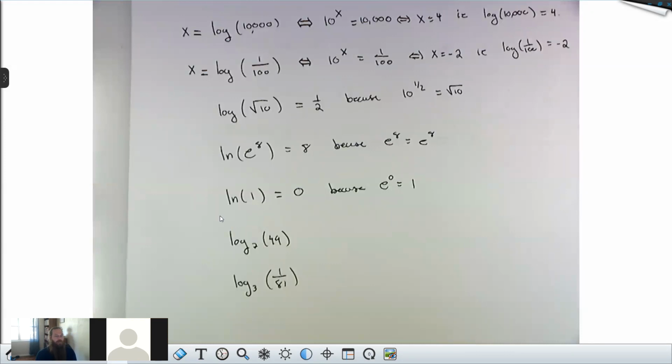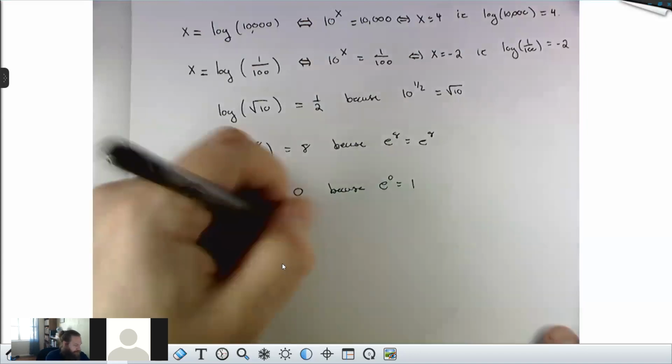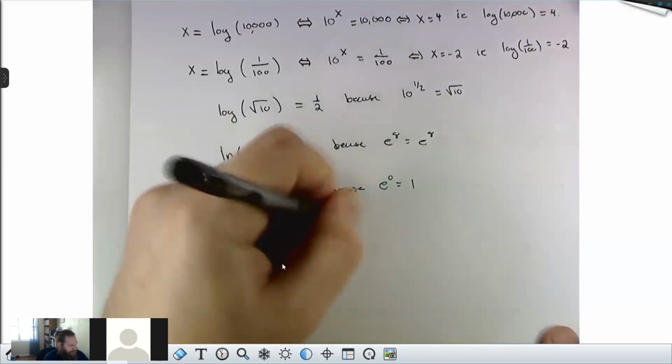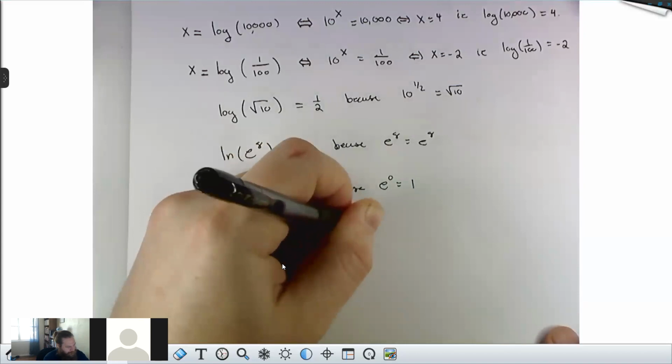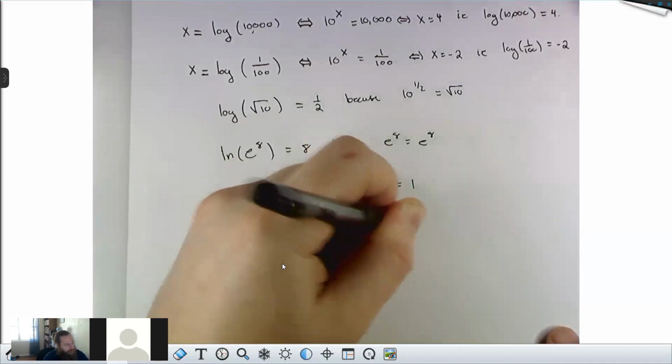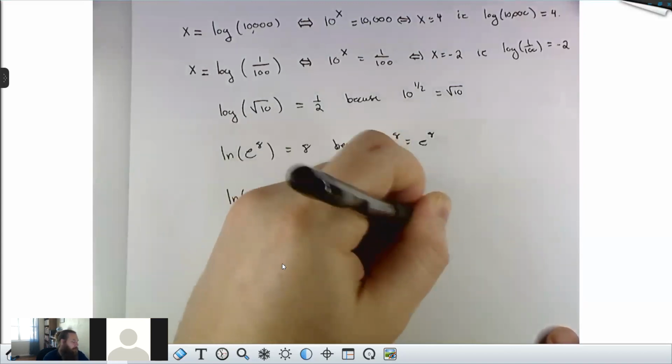All right, let's try these last couple. The base 7 log of 49. To what power must I raise 7 in order to get 49? Very good, 2. Because 7 to the 2 is 49.